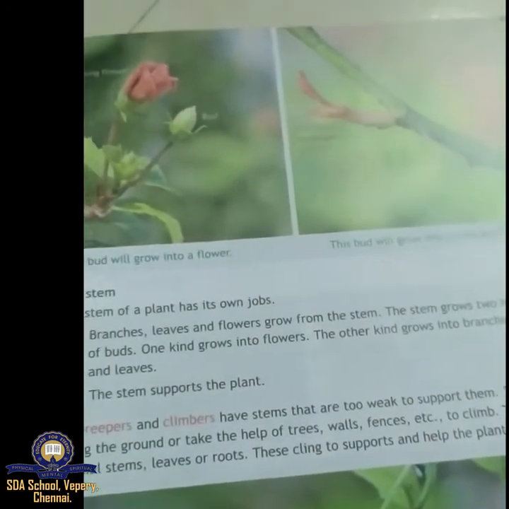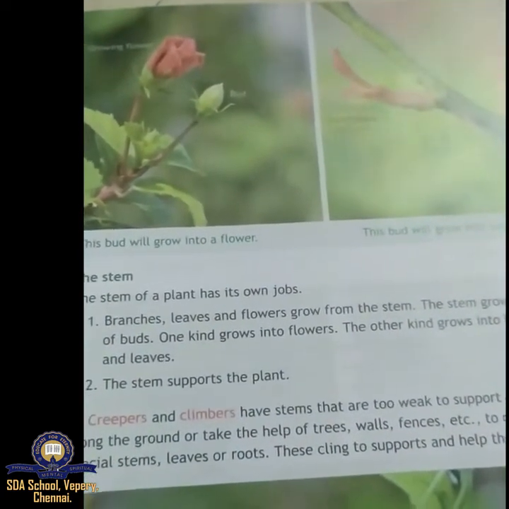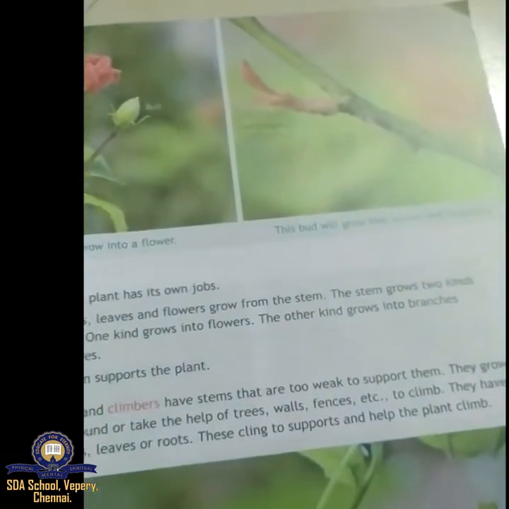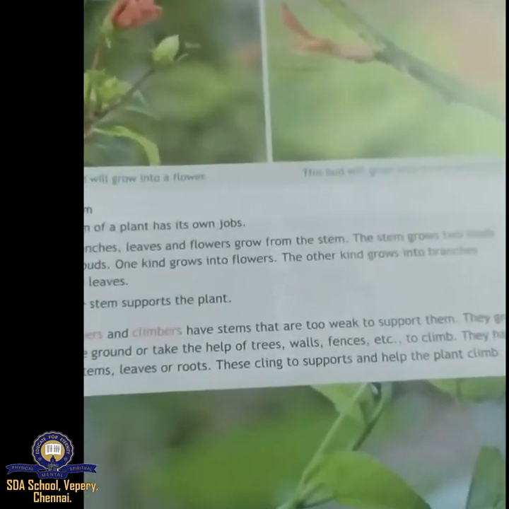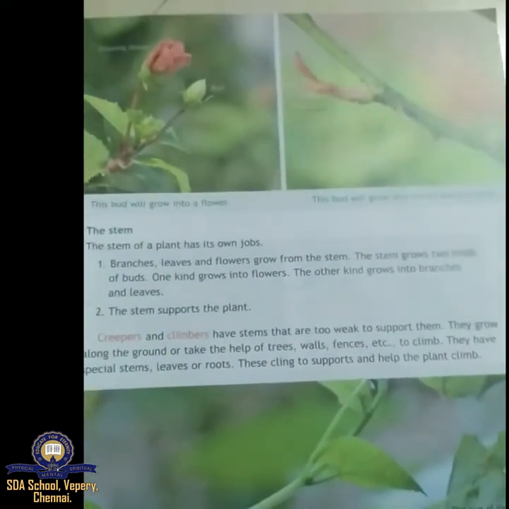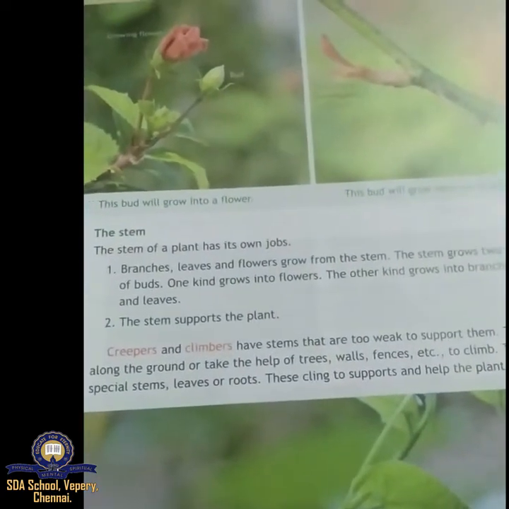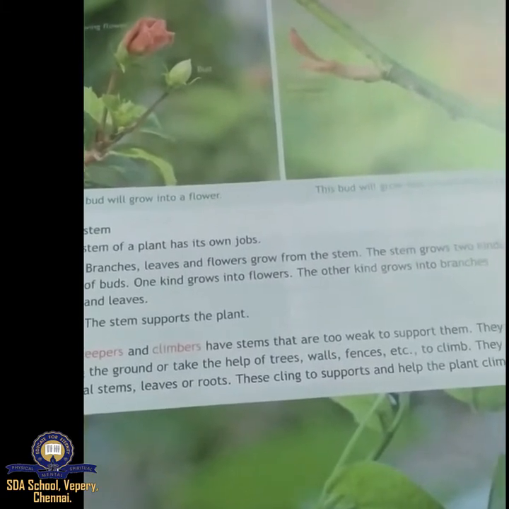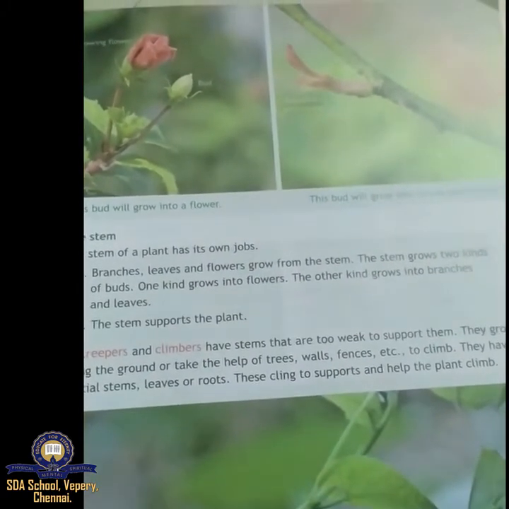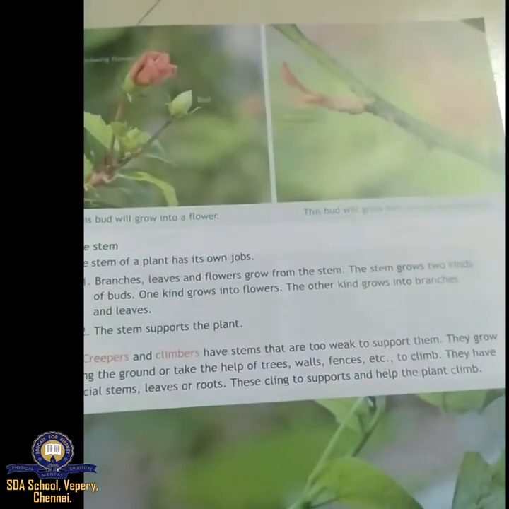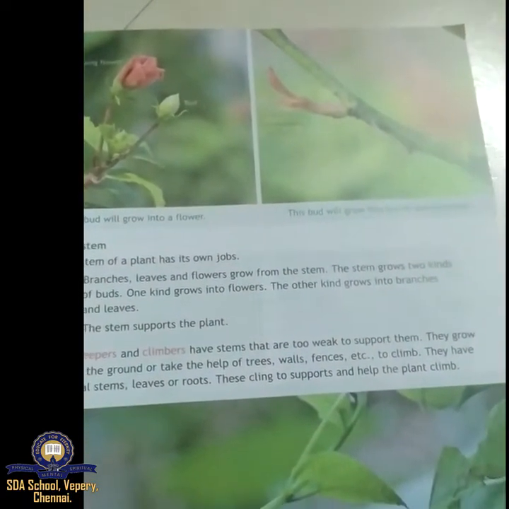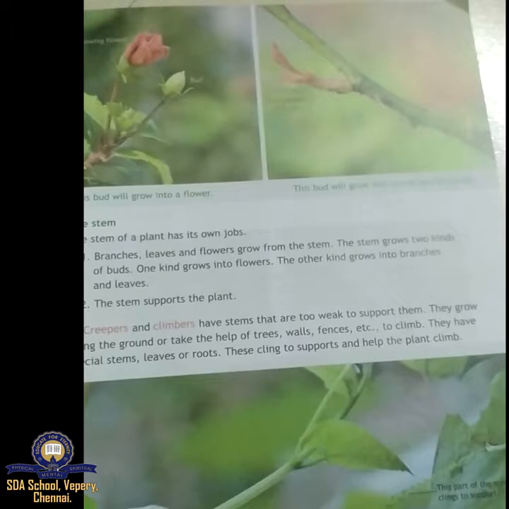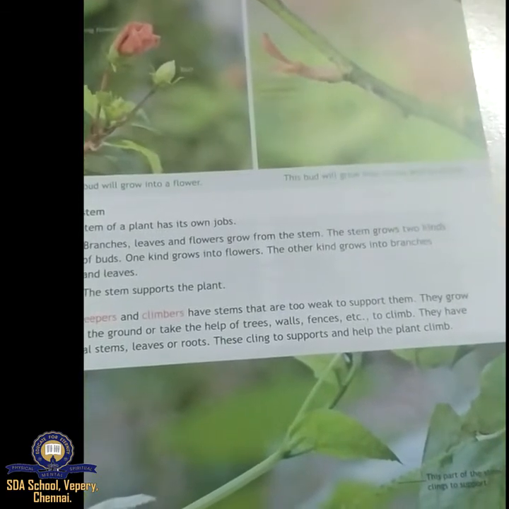The stem of a plant has its own jobs. Branches, leaves, and flowers grow from the stem. These grow from the stem. The stem grows two kinds of buds. One kind grows into flowers, the other kind grows into branches and leaves.